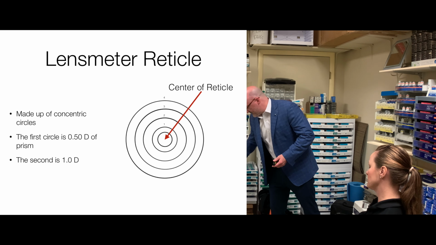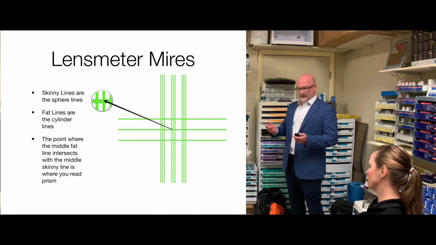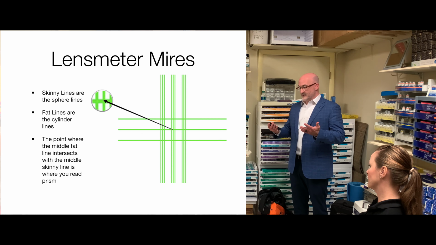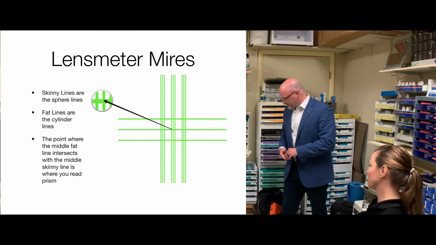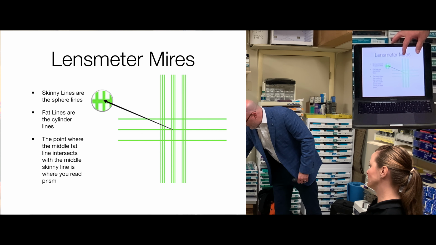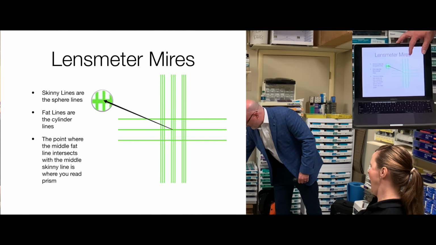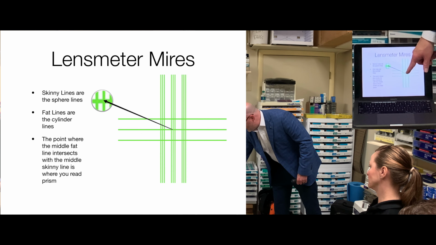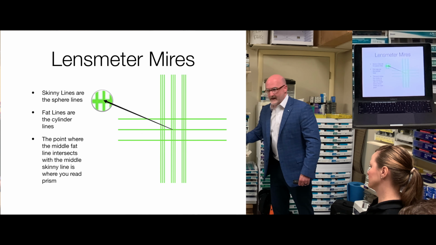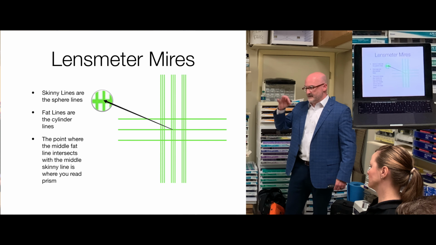So these are mires. For lack of a better term, we often refer to them as the skinny ones and the fat ones, right? The skinny ones are the sphere lines and the fat ones are the cylinder lines. The skinny ones have a series of 3 small separated lines, and then the fat ones just have 3 solid lines. Where the 2 middle ones meet in the middle, that's where you want that center in the center of the reticle.